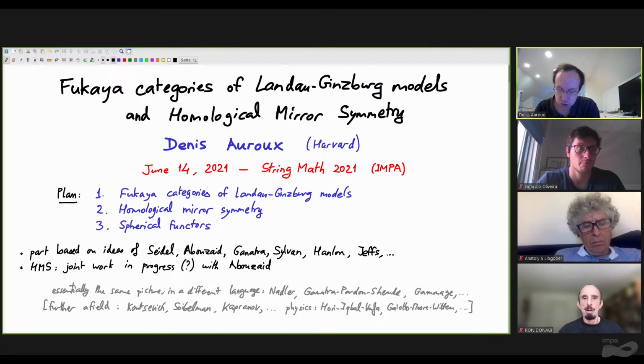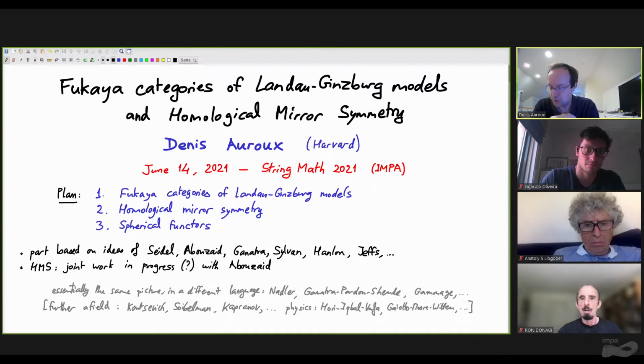But there are actually other ways of presenting essentially the same picture in a different language. The slightly conjectural ideas that I will explain are probably even more conjectural in some of those frameworks. So for example, you could substitute large chunks of symplectic geometry for microlocal sheaf theory using ideas of Nadler, the language of sectors of Ganatra, Pardon, Shende, work of Ben Gammage.